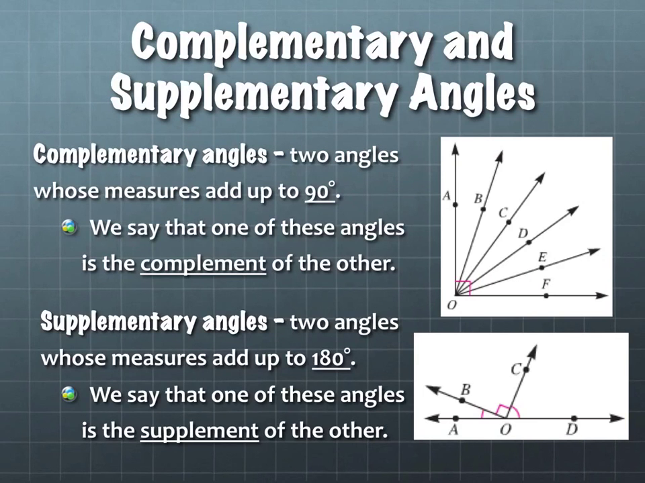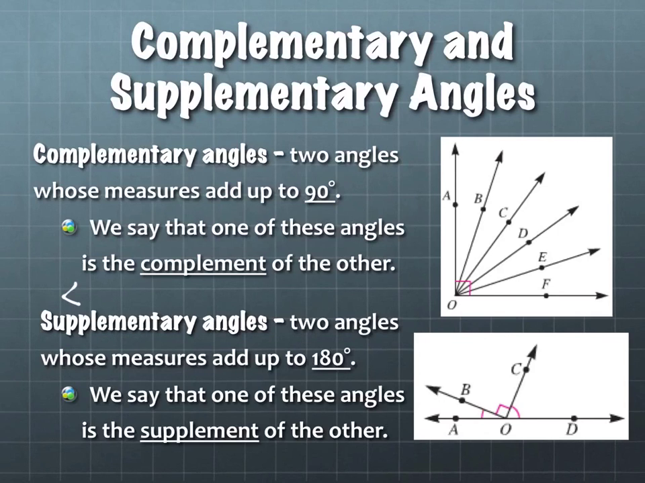All right, another type of relationship that can exist between angles is complementary or supplementary. Complementary angles are two angles whose measures add up to 90 degrees, and we say that one of these angles is the complement of the other one. Supplementary angles are two angles whose measures add up to 180 degrees, and we say that one of those angles supplements the other one.